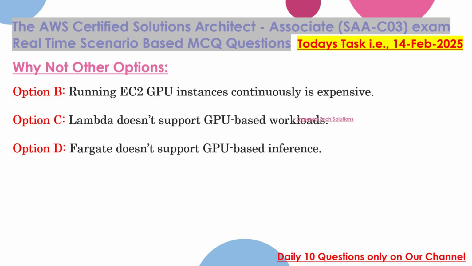Why not other options? Option B. Running EC2 GPU instances continuously is expensive. Option C. Lambda doesn't support GPU-based workloads. Option D. Fargate doesn't support GPU-based inference.